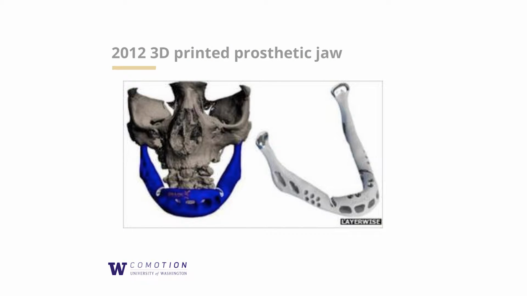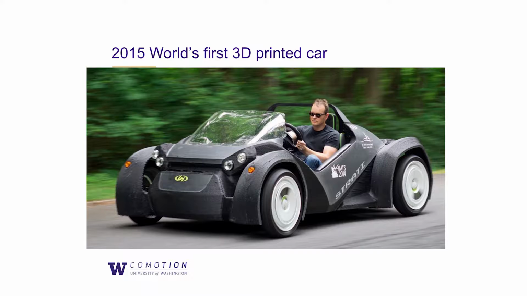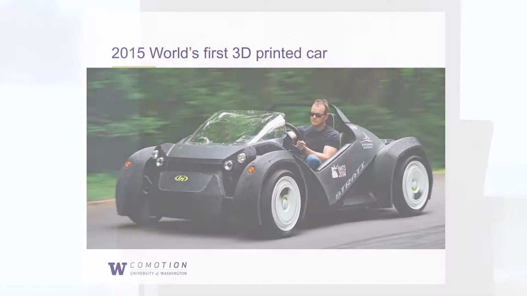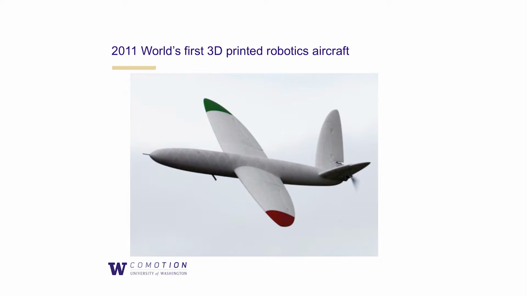So some cool things. In 2012, 3D printed prosthetic jaws were implemented in a guy in the Netherlands. And then in 2015, you have the first 3D printed car, which is really awesome because it only takes 40 hours to make instead of multiple weeks, and it's really cheap at $5K instead of several $10,000, $20,000. In 2011, you have the first 3D printed robotic aircraft. I mean, how cool is that? That someone can make this and get on it and fly around.